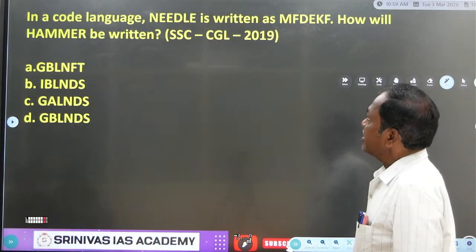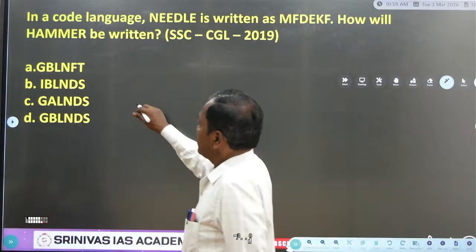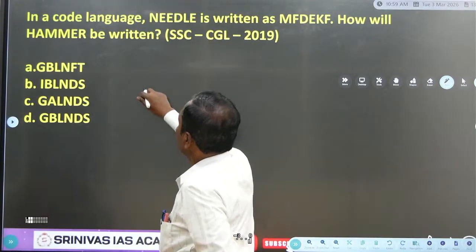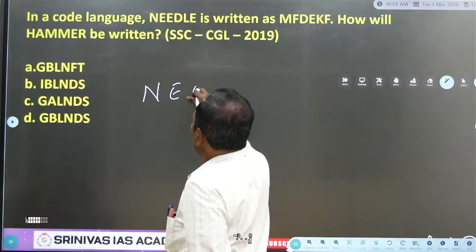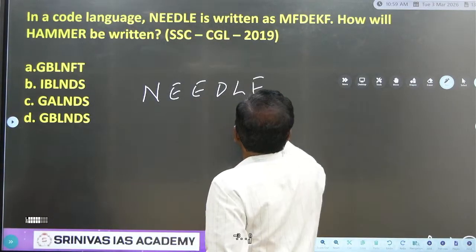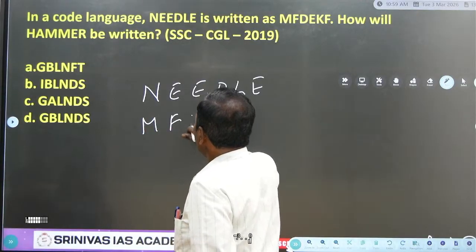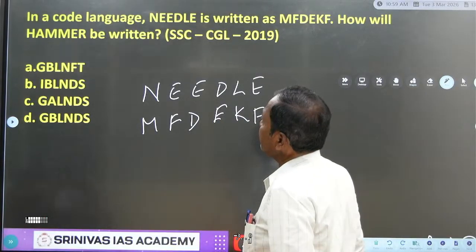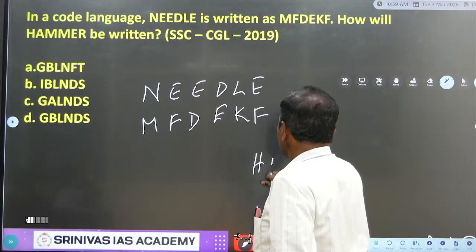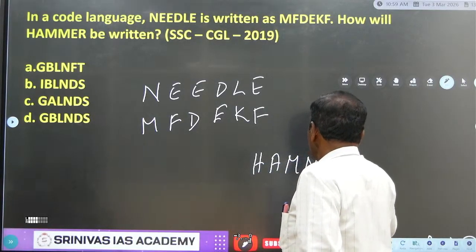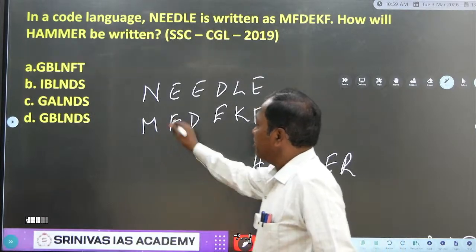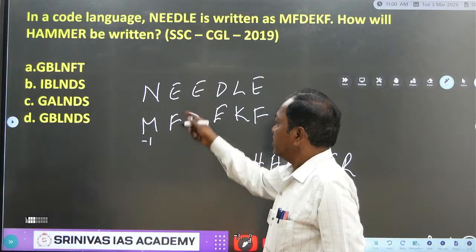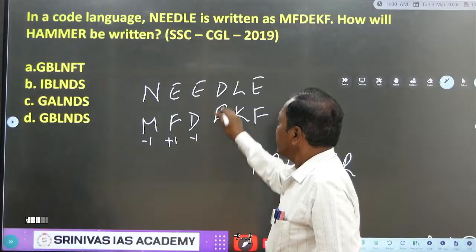Now you can see NEEDLE is written as MFD, EKF. -1 plus 1, -1 plus 1. Needle is written as MFDEKF. How will HAMMER be written in that code? Hammer written in the code. MN -1. If you start reading from bottom upward, -1. EF plus 1. DE -1. DE plus 1.